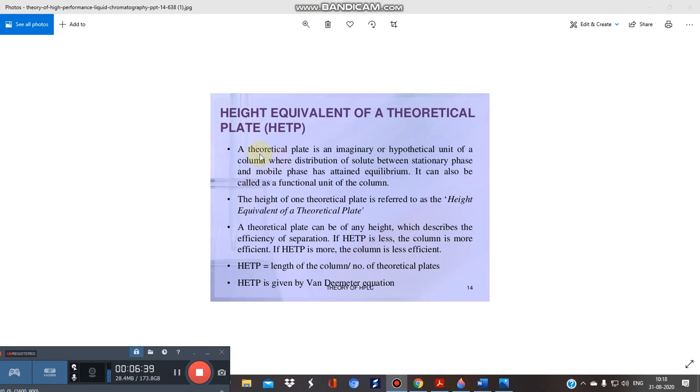There is another concept in HPLC, that is HETP, the height equivalent of a theoretical plate. So let's see what this theoretical plate means. It is a hypothetical, you can say imaginary, concept, and it is known as the unit of a column. It is the imaginary or hypothetical unit of a column where the distribution of the solute, in which the sample is present, between the stationary phase and mobile phase has attained an equilibrium.